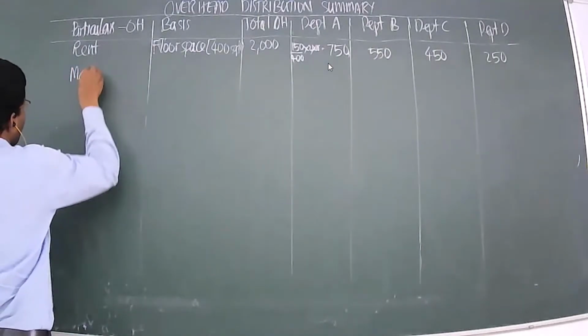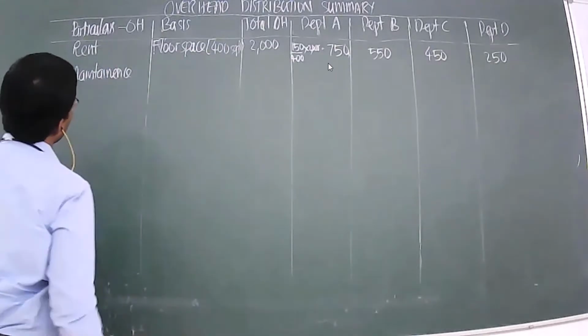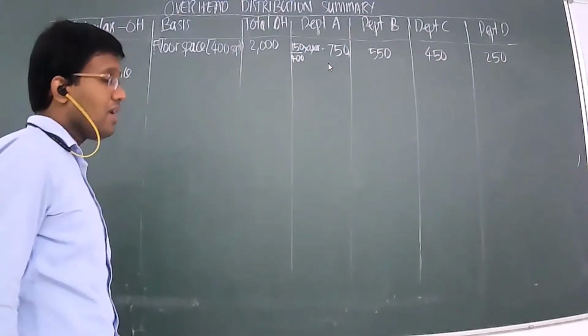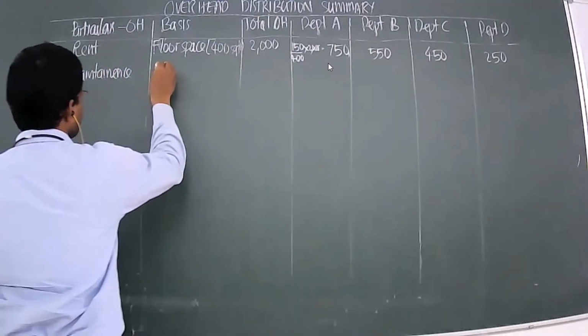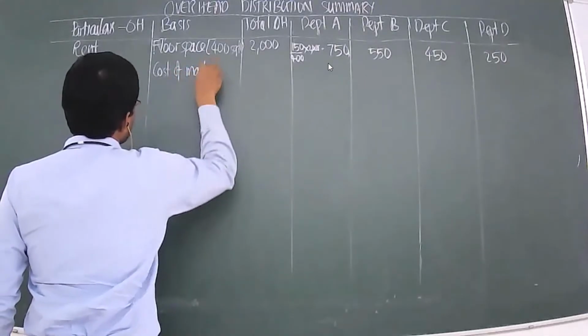Next one is maintenance. Here we are talking about the overhead of maintenance. The basis for this will be cost of machinery.